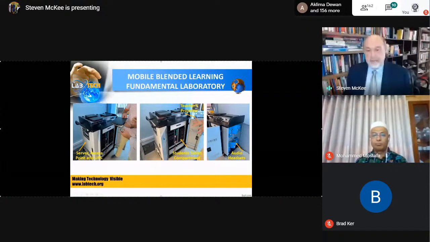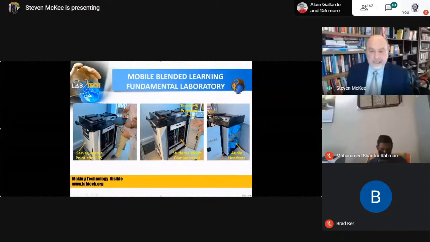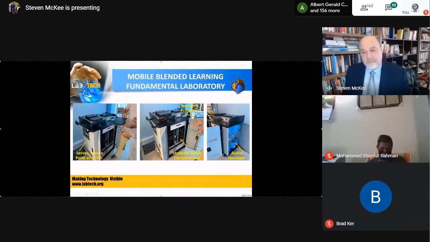So this comes with a little mini server. It actually comes with an internet connection, a teacher's laptop, an LCD projector, and a wireless access point. And so this is all wirelessly used. The great thing about this, in particular for vocational and technical education, is you can take this into the workshop.